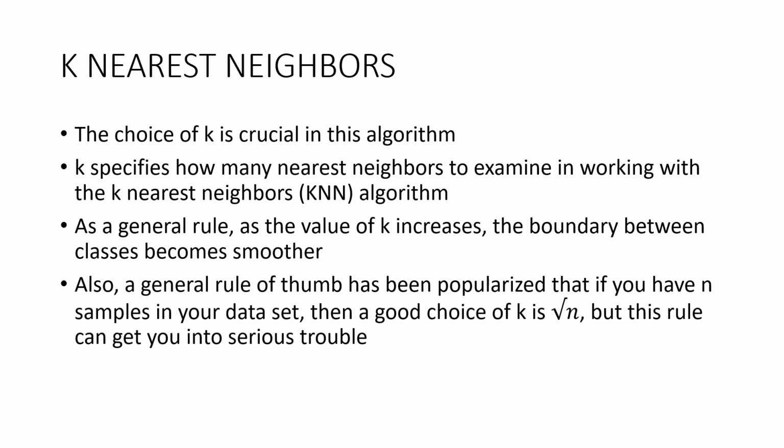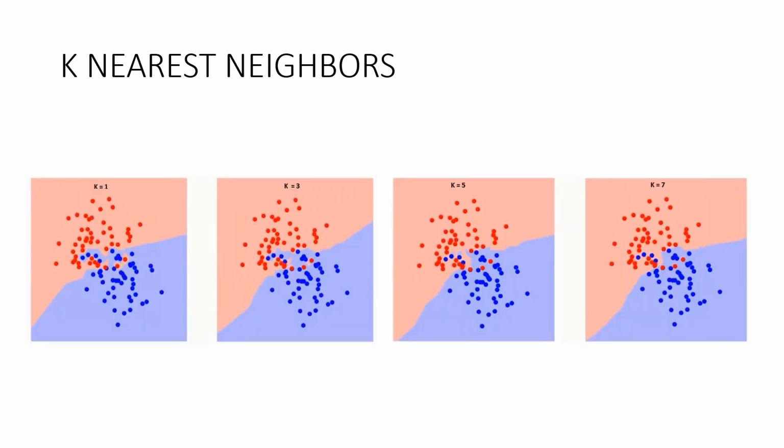And that is, if you have n samples in your data set, say n patients, then a good choice of k is the square root of n. So if you had 100 patients, the square root of 100 is 10. So they would say a good choice of k would be 10. Well, that sometimes works, but sometimes it can get you into really serious trouble if you just blindly follow that general rule of thumb. And we'll see why on the next slide.